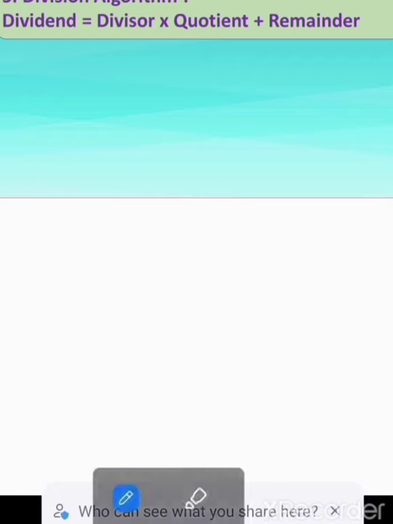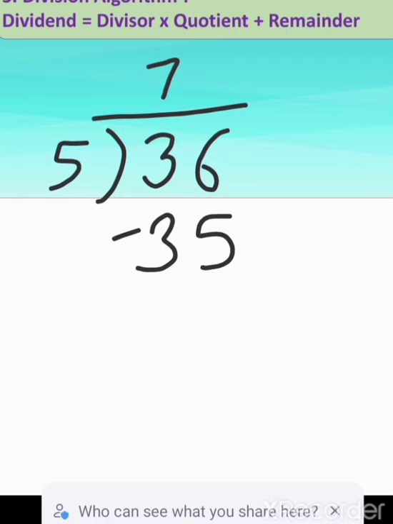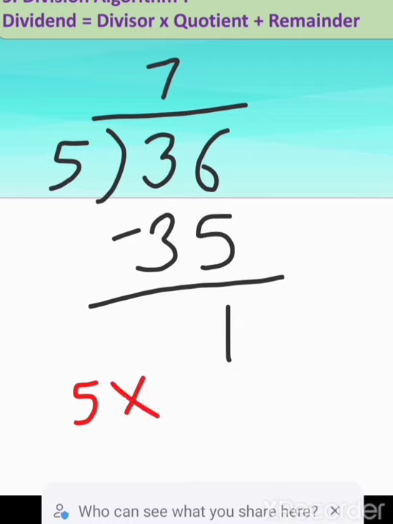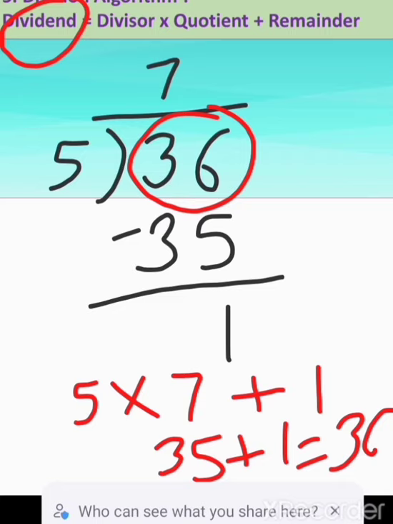Suppose we are dividing 36 by 5. So 5 sevens are 35, I'll get 1 remainder. According to the algorithm, what is my divisor here? 5. What is my quotient? 7, plus my remainder is 1. I should get my dividend after doing the whole operation. So first you will do the multiplication. 5 sevens are 35 plus 1 it will be 36. So I am getting my dividend.